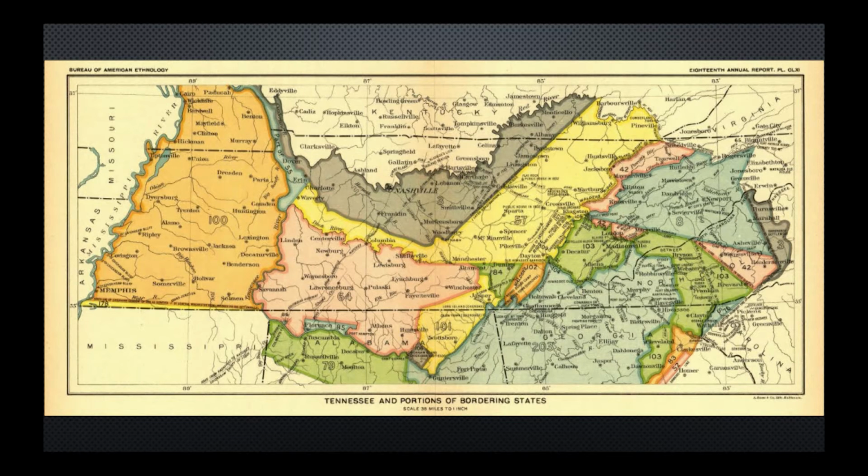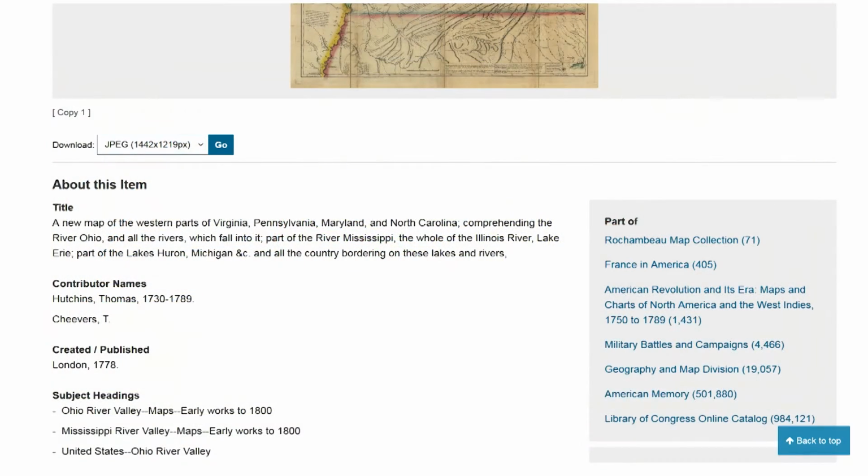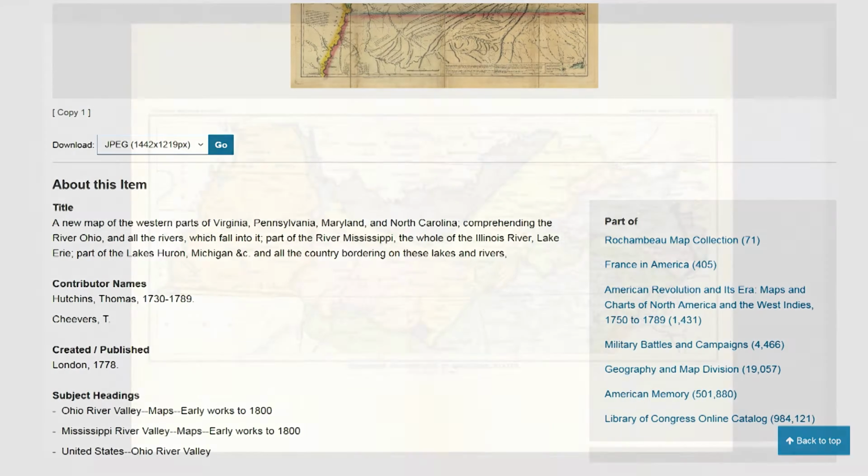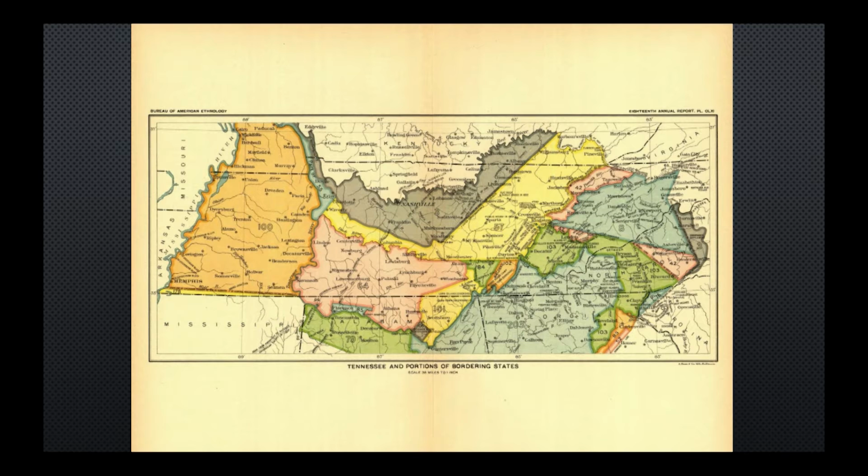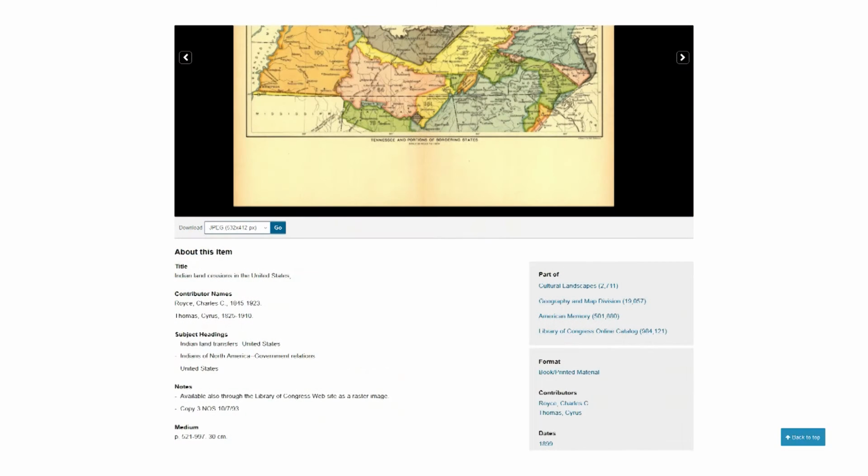So I'm going to click on these so you can see the bibliographic pages. This one was created in 1778 in London. This is in the midst of the war. Why do you think they would need to publish a map like this in London in 1778? Good. And this one is part of a very large book that has lots of different maps in it. So this one is 1899. I thought it might have something to do with the Indian nations. Yes, this is all about Indian land cessions.